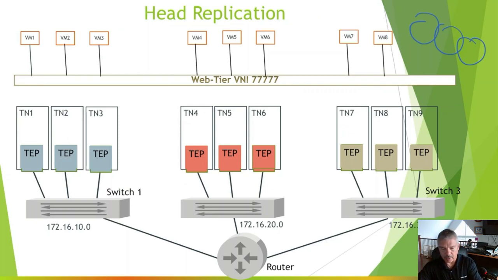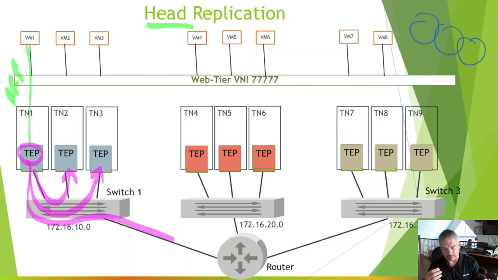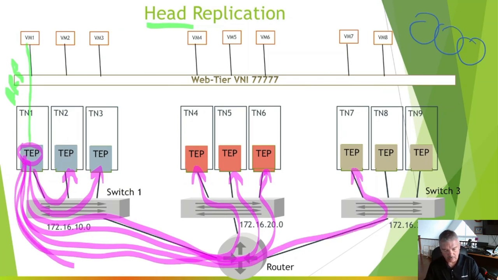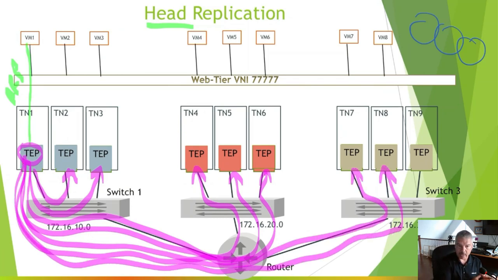Let's draw this out. So VM1 is going to send the ARP out. There's the ARP. We need to blast that across the network here. So what's going to happen is this is head replication, and this is going to get really messy. The source TEP, which is on the left here, is going to take that broadcast, encapsulate it inside Geneve, and send it to this TEP. It's also going to do it to this TEP. It's going to fire it across the network, send it to this guy, make another one, send it to this guy. Like I said, it's going to get messy here. So it's doing this to all these guys. So it took that broadcast and replicated it out to all the other transport nodes.